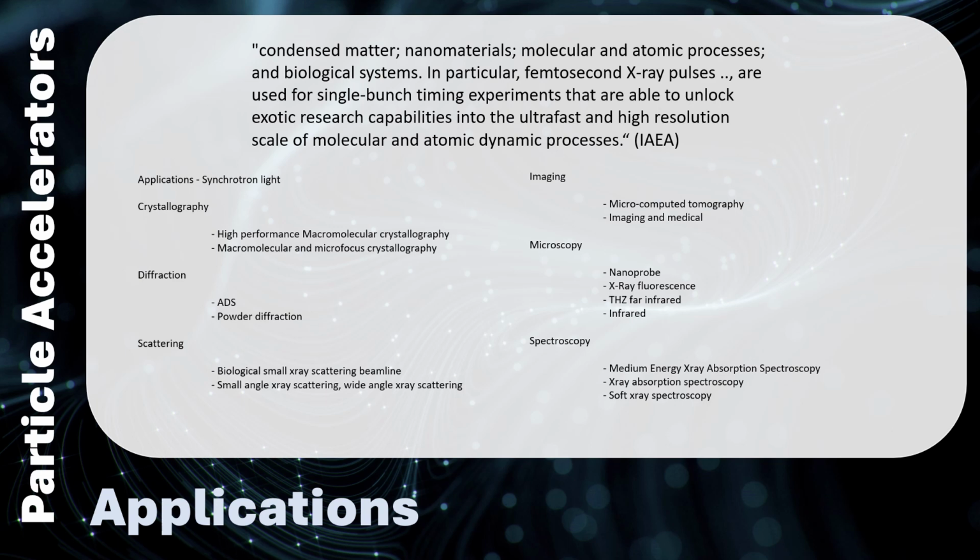Within imaging, medicinal imaging and radioisotopes are used with microcomputed tomography and various other products to produce a safer and more extensive health visit. Within microscopy, synchrotron light is used for nanoprobing, X-ray fluorescence, THz far infrared, and infrared microscopic purposes, impossible with normal electron microscopes. Spectroscopy, as discussed earlier, is a very important part of analyzing structures of chemical bodies, which the radiation is adept at performing.